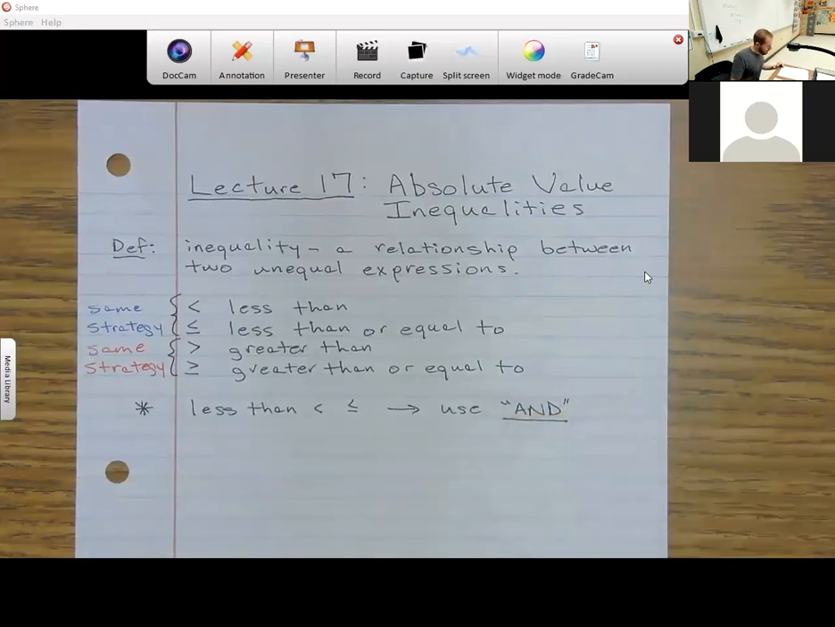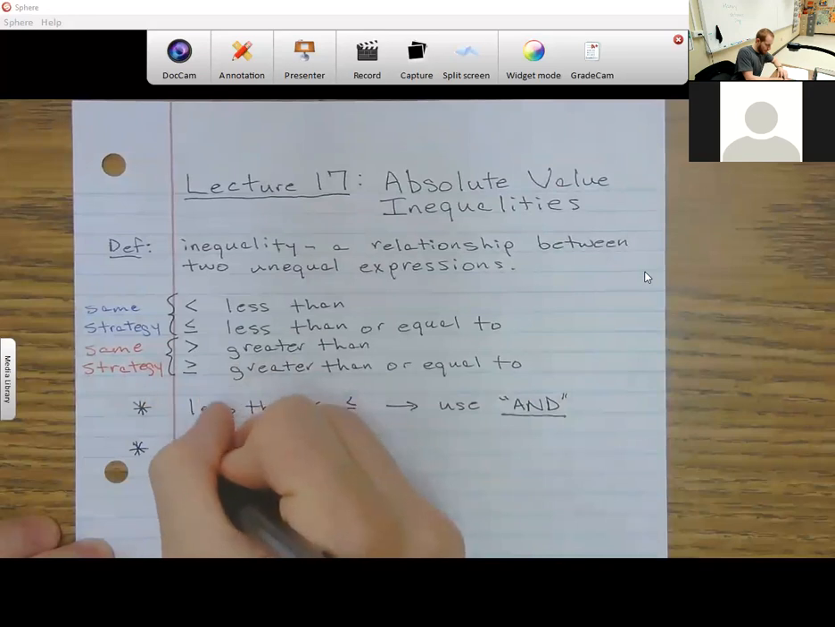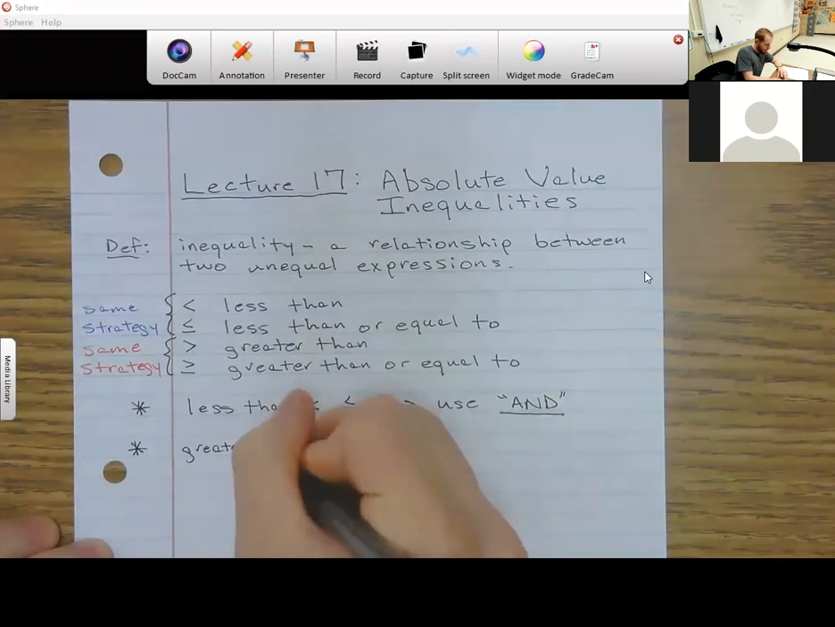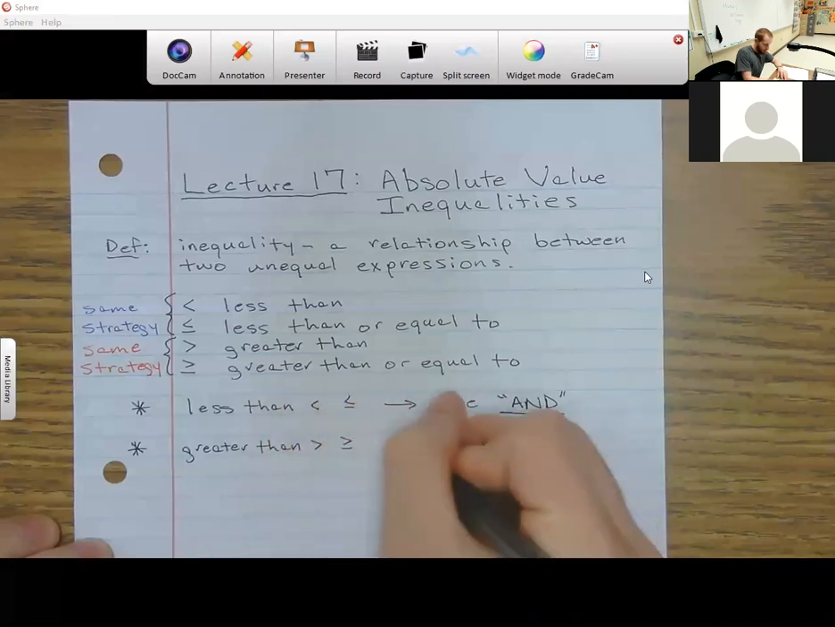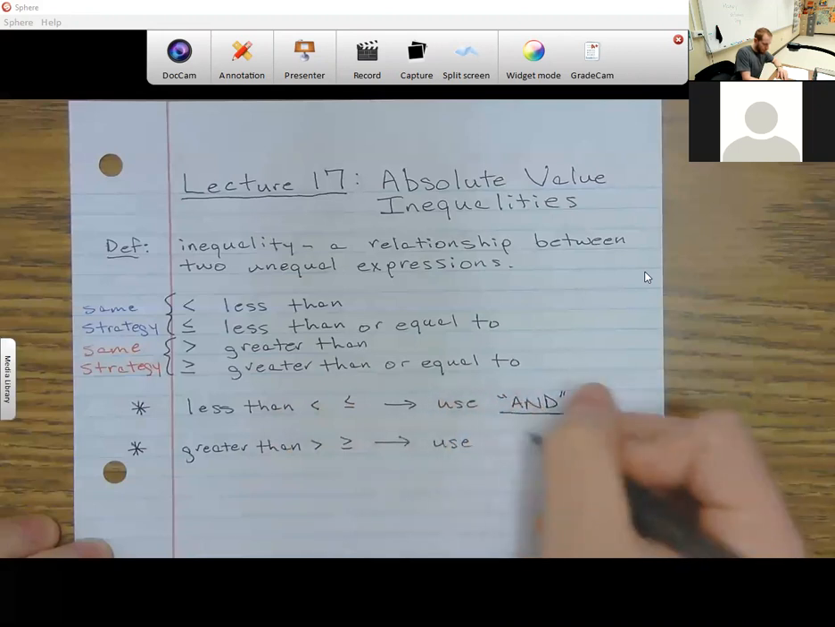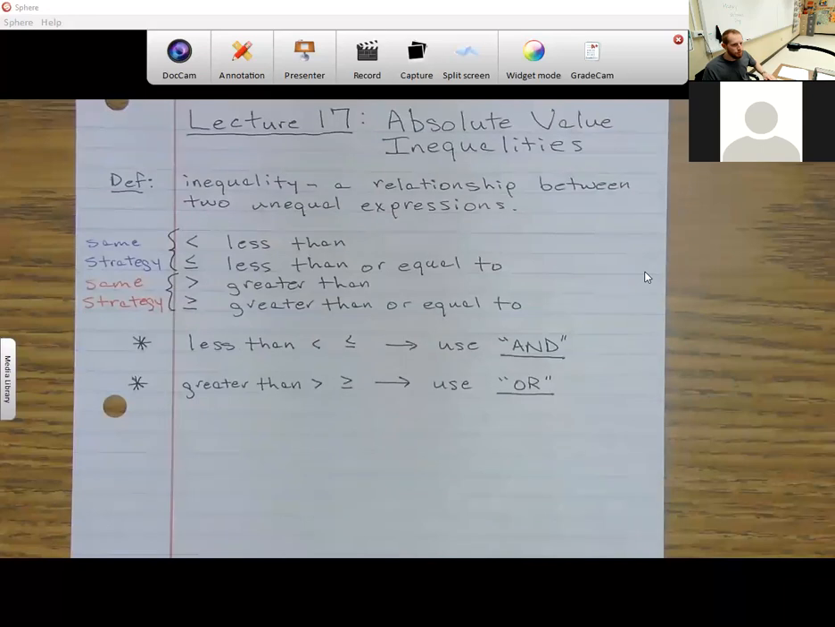So then we're going to talk about the strategy for the greater than symbol. If you see the greater than symbol, which is basically this and this, you're going to be using the word or. And once again, you'll see what that is when we talk about it. But basically, just know that the less than means you're going to use and, and the greater than means you're going to use the word or. And you'll see what I'm talking about once we get to the first few examples of these.